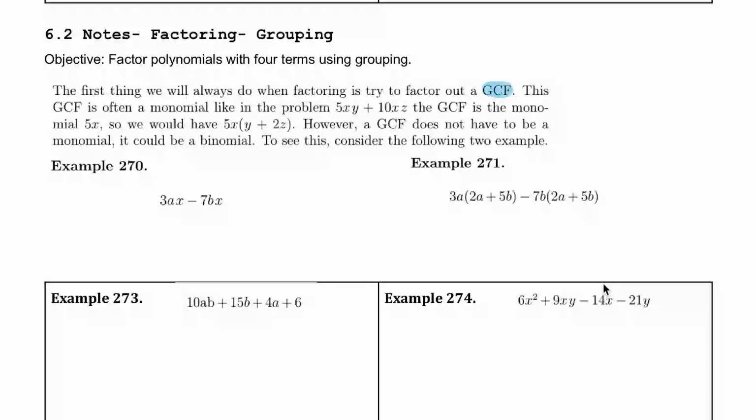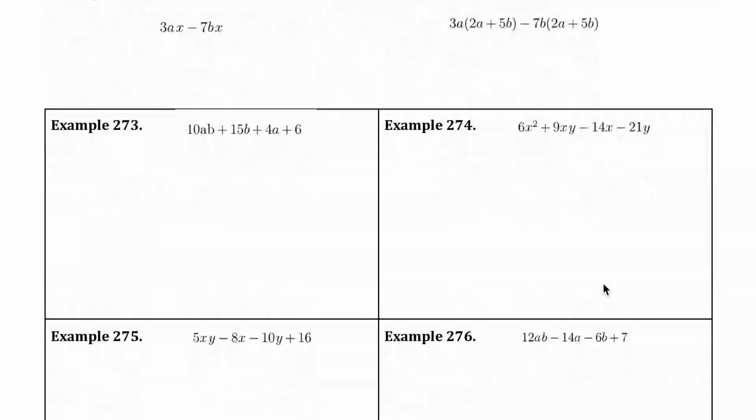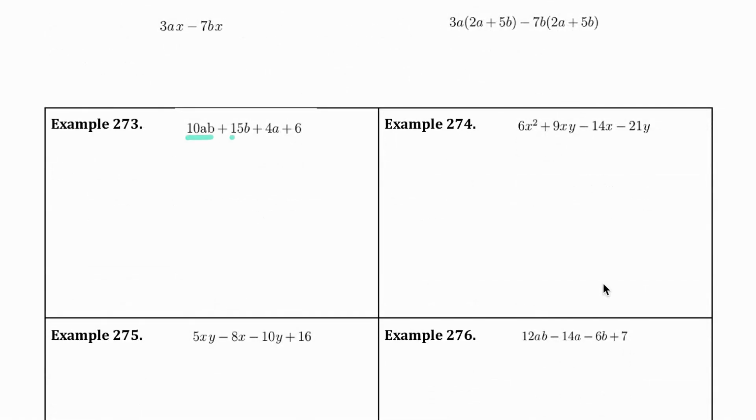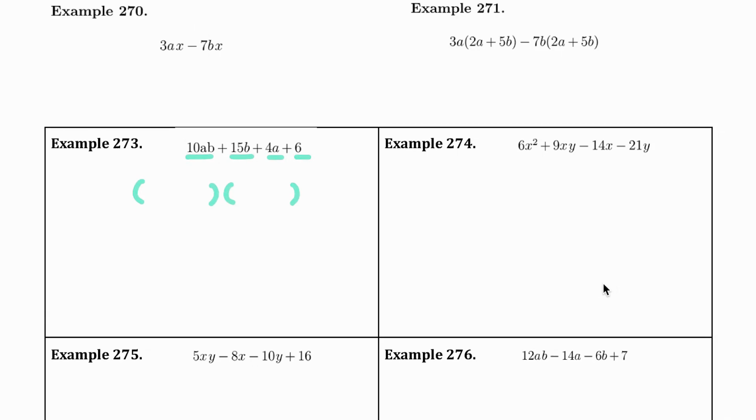Today we're going to look at factoring polynomials with four terms, and we're going to do that using a process called factor by grouping. So our problems today will look something like this. We'll have 1, 2, 3, 4 terms, and we're going to try to factor them into two binomials.